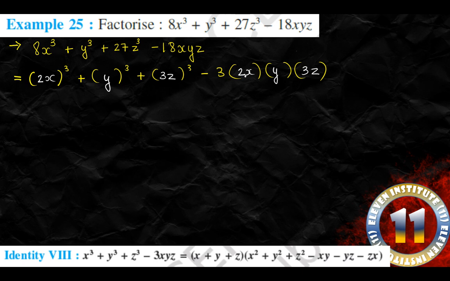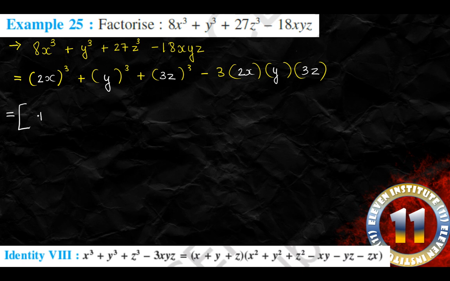Still multiply and check once. 3 2s are 6, 6 3s are 18. You can see 18 over here, x into y into z, so that is x, y, z. Now you have this formula: x cube plus y cube plus z cube minus 3xyz is equal to this, that is x plus y plus z into x square plus y square plus z square minus xy minus yz minus zx. Now this is bit long to apply, so we will create the brackets over here.